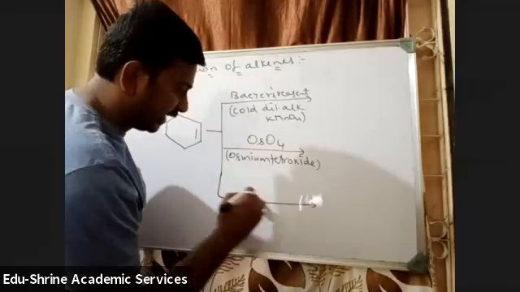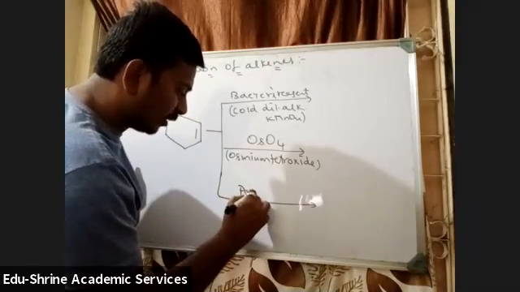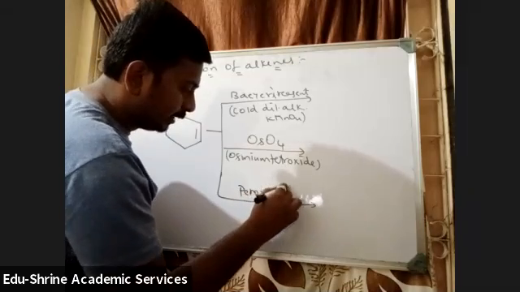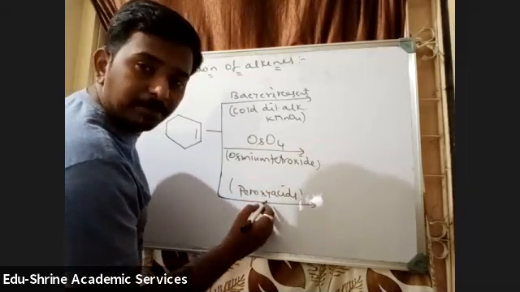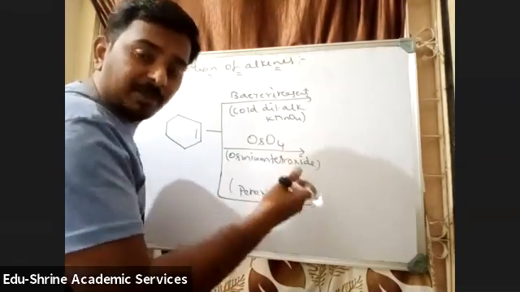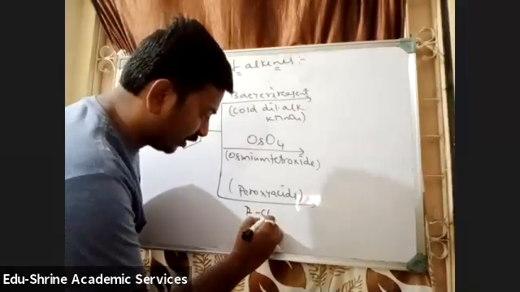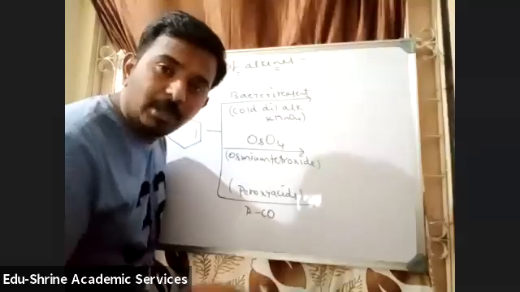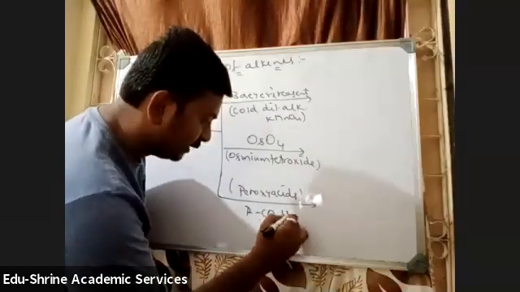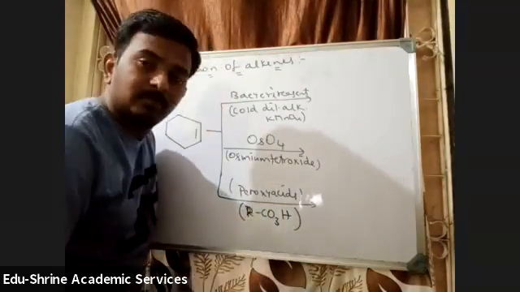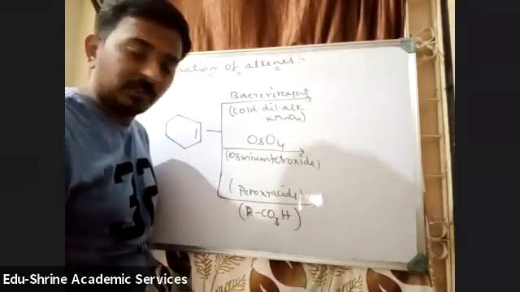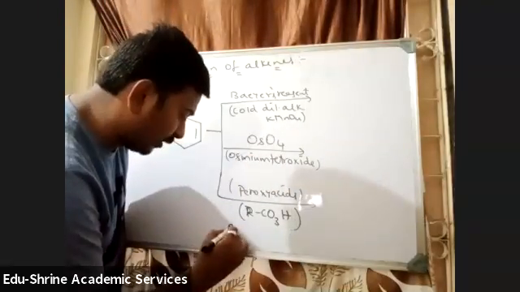One more oxidizing agent I am introducing is the peroxy acids. See, peroxy means what? One oxygen must be additional, right? Carboxylic acid is RCOOH, that means RCO2H. If I add one more oxygen, it becomes a peracid, RCO3H.